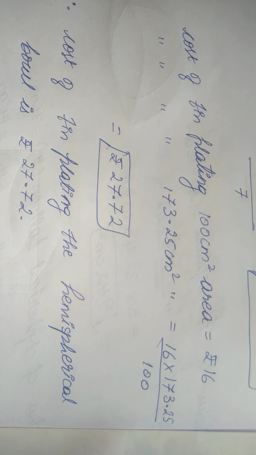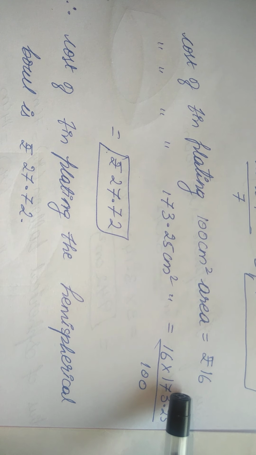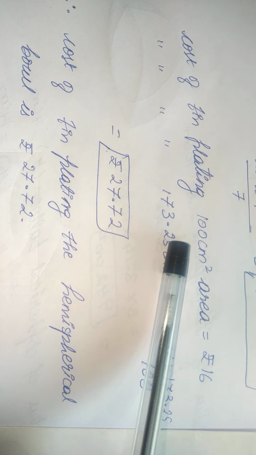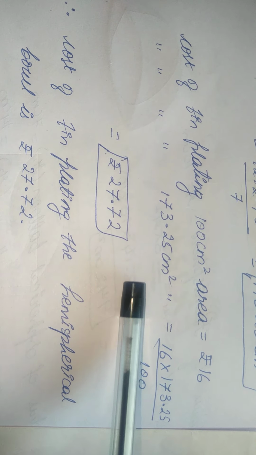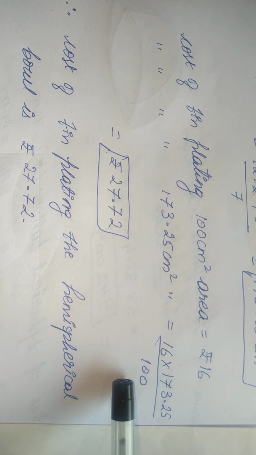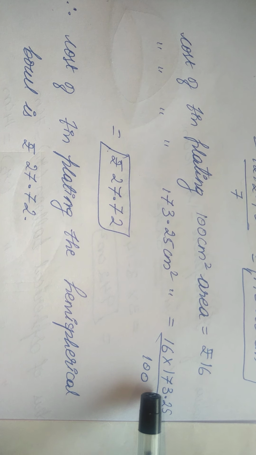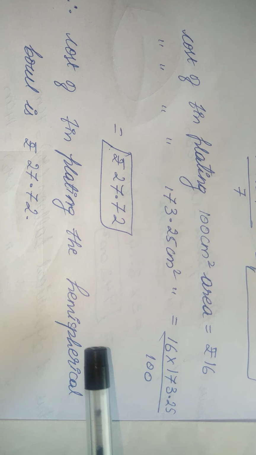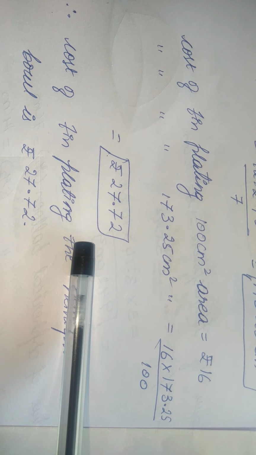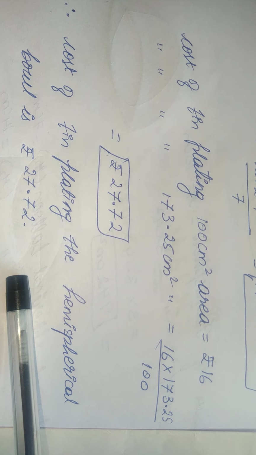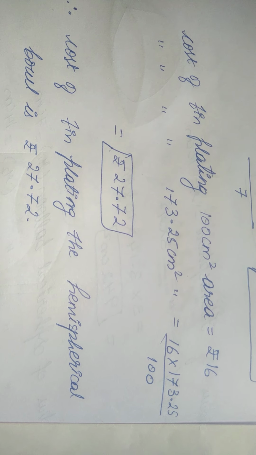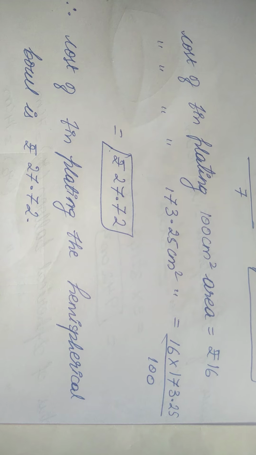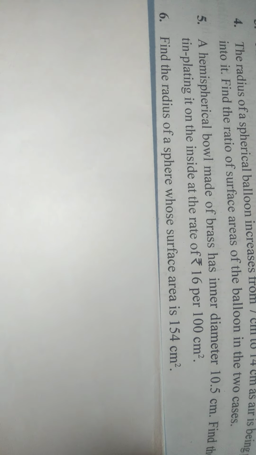Now the second part of the question is about tin plating at rupees 16 per 100 centimeters square they have given, but we need 173.25 centimeters square, hence multiply 16 with 173.25 and divide by 100 and you will get 27.72 rupees for the cost of tin plating the hemispherical bowl. 27.72 rupees.